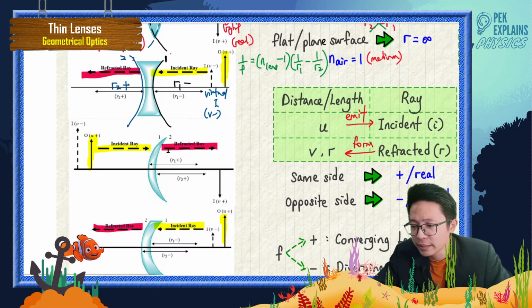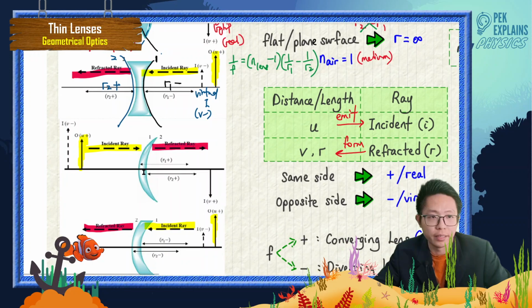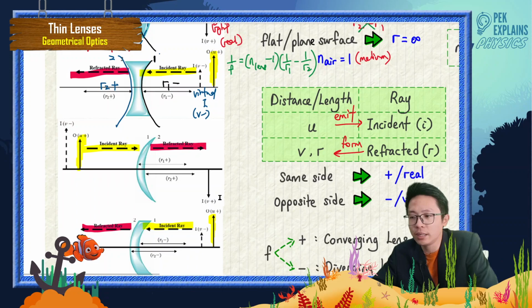Now for this one, you can see the object and the incident ray here, on the same side as the object, so the object distance is positive, a real object. If the image is formed over here, on the same side as the refracted ray, this is a real image, so V is positive. But for this one, if the image is formed over here, opposite to the refracted ray, then this is a virtual image. V is negative because there is no light.